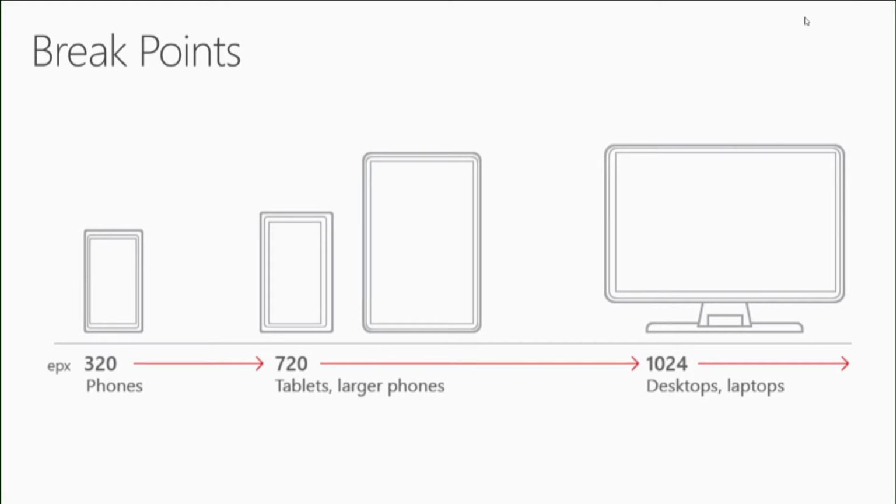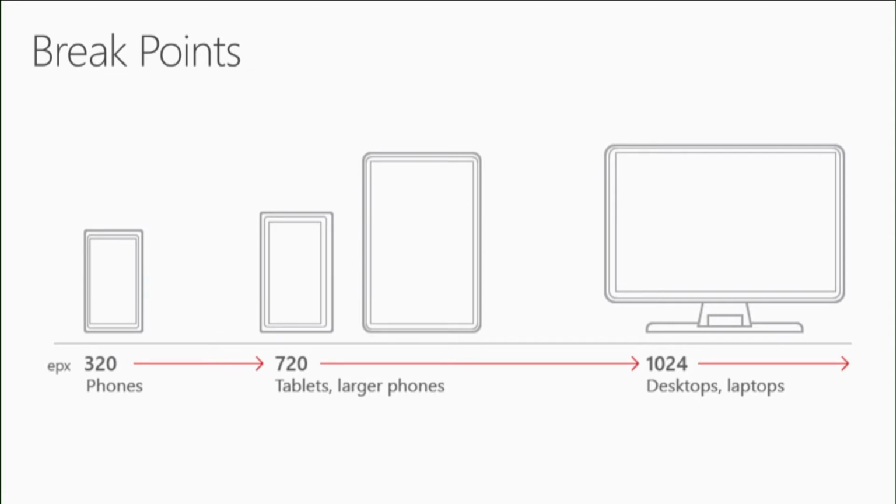So the next thing that I want to talk about is breakpoints. These breakpoints help you understand when your app should be optimized for the phone versus when it should be optimized for the large screen. With the Windows device family, there are too many screen sizes and too many form factors for you to be optimizing your UI for each one. So we recommend using breakpoints to help you design for different display sizes.